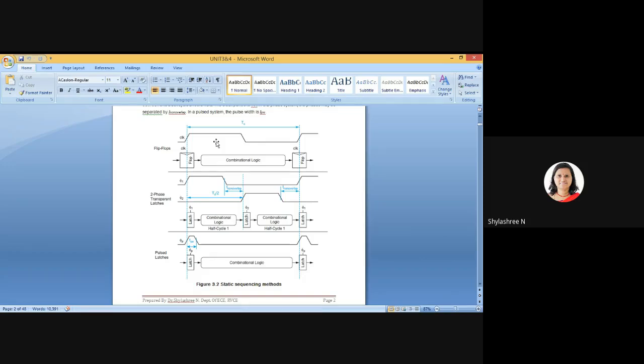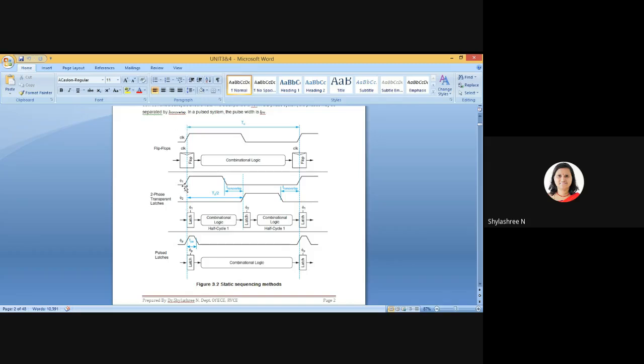Let us discuss the first method. If the token is captured in the first flip-flop on the first rising edge of the clock, then it propagates through the combinational logic and reaches the second flip-flop on the second rising edge of the clock. Are you getting it?